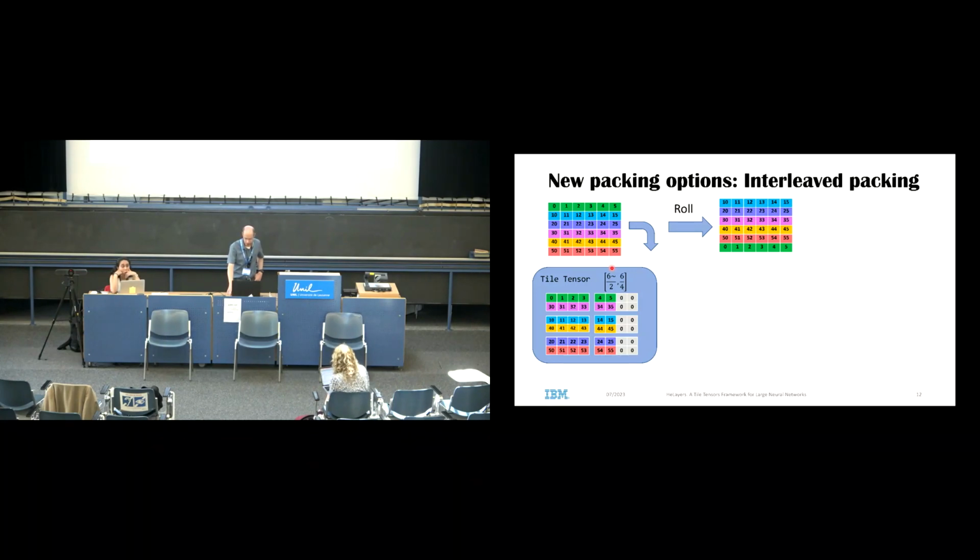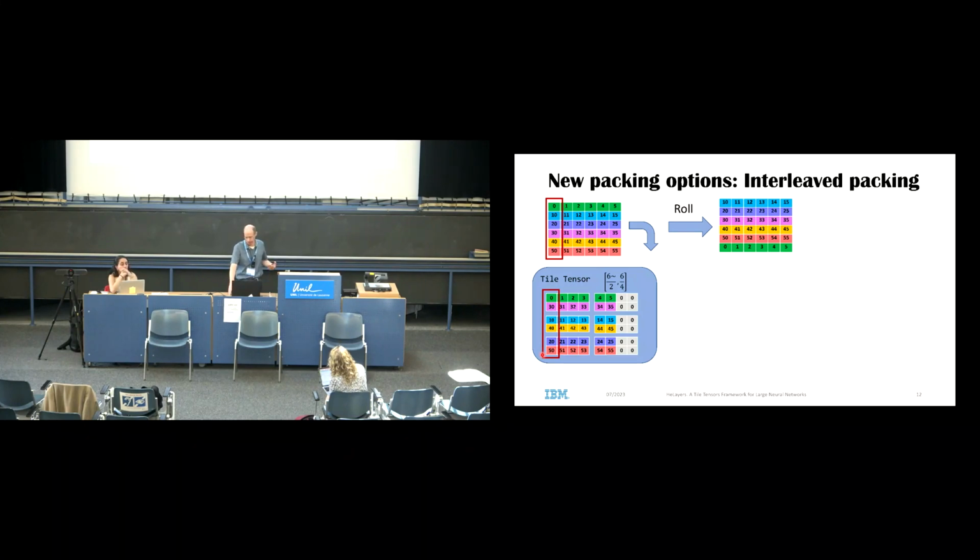So let me explain what's the difference. Let's look at the first column of our original matrix. It's 0, 10, 20, 30, 40, 50. And in the tile tensor, you can see the numbers are not contiguously placed. What we do is every time we move to the next number, we also move to the next tile. So it's 0, 10, 20. Now we're back to the beginning, 30, 40, 50. This is how they are arranged.